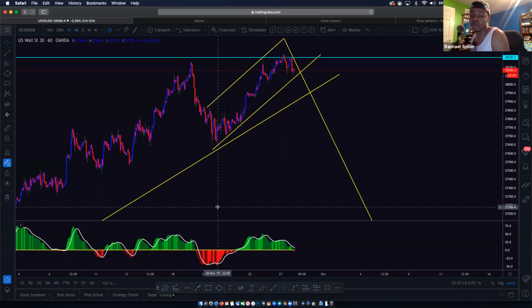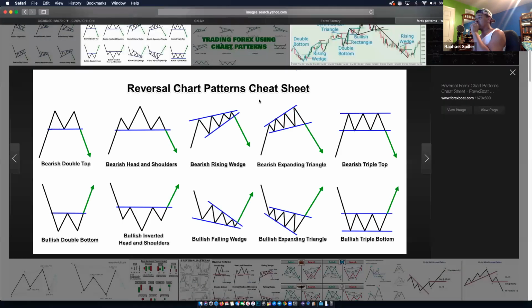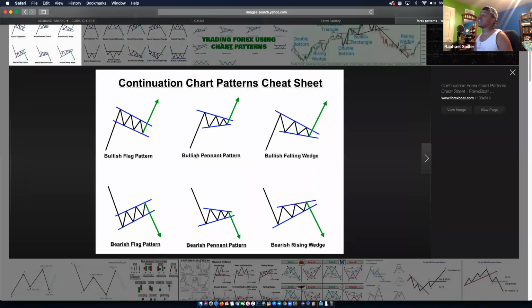What do you mean by flag? Can you elaborate? Remember these continuation chart patterns I looked up? This is the flag that I'm talking about. Bullish flag pattern, meaning that it's going to continue up. Bearish flag pattern, meaning that it's going to continue down. Make sure you guys download these and identify these on the chart. These are very important.